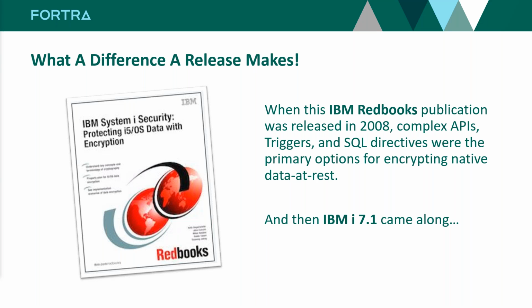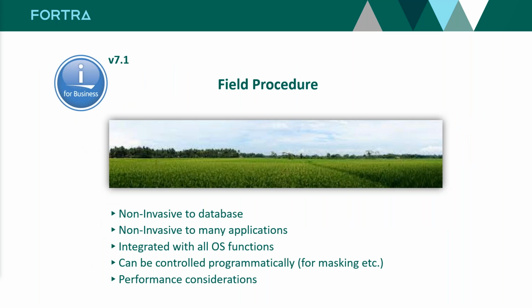When IBM's Red Book was released, it was central to vendors due to the complexity because of those APIs, the triggers, and the SQL directives for encrypting data at rest. But good news is when IBM i 7.1 came along, they added field procedures. And unlike the APIs and triggers, with field procedures, no changes need to be made to the database structure. The field length is not impacted, which really makes it more accessible to the average user or organization.